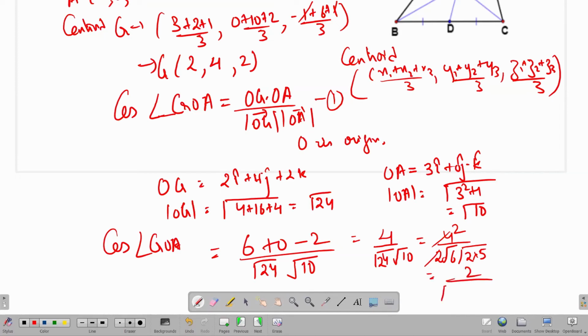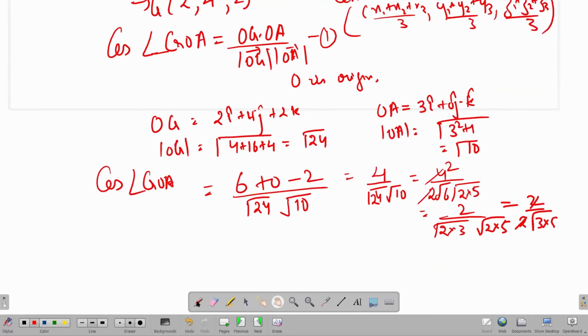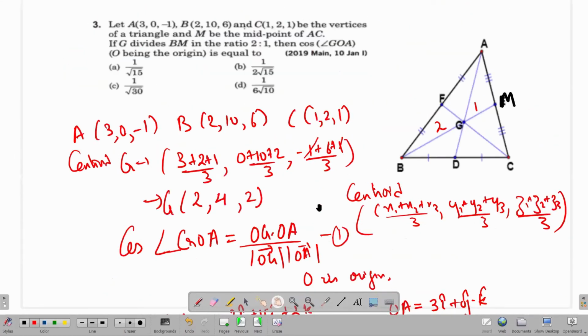so what I get from here, if I take root 2 common in denominator, so what I get is 1 upon root of 15 is the correct option. So answer is here A option.